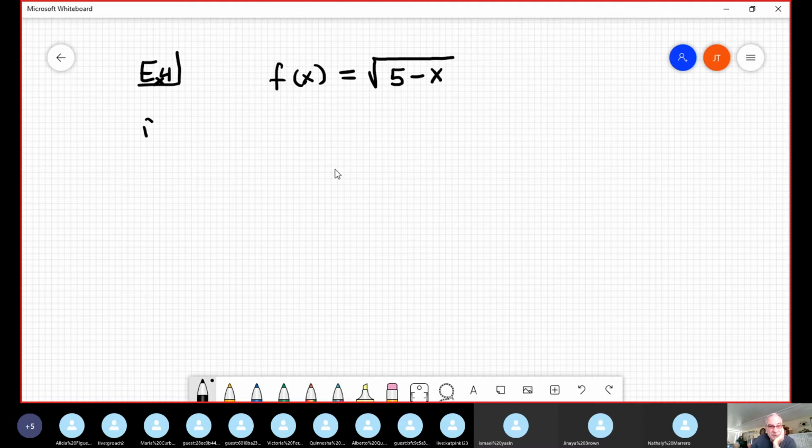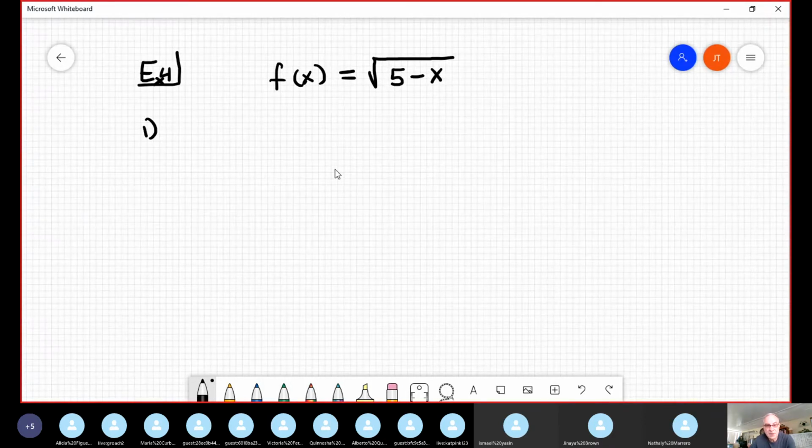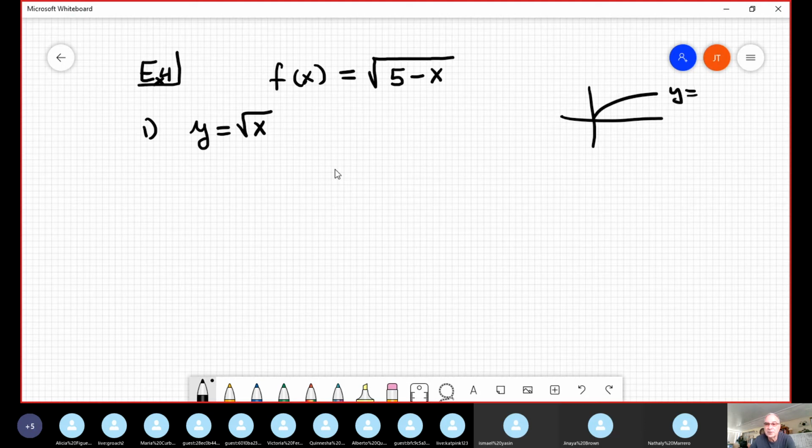Remember, the first step is identifying what function in the library of functions in algebra this example belongs to. Es obvio que the answer is the square root function, ¿no? Entonces you remember in the paper, the square root function looks like that, y equal square root x. Now the challenge is to see the transformation.